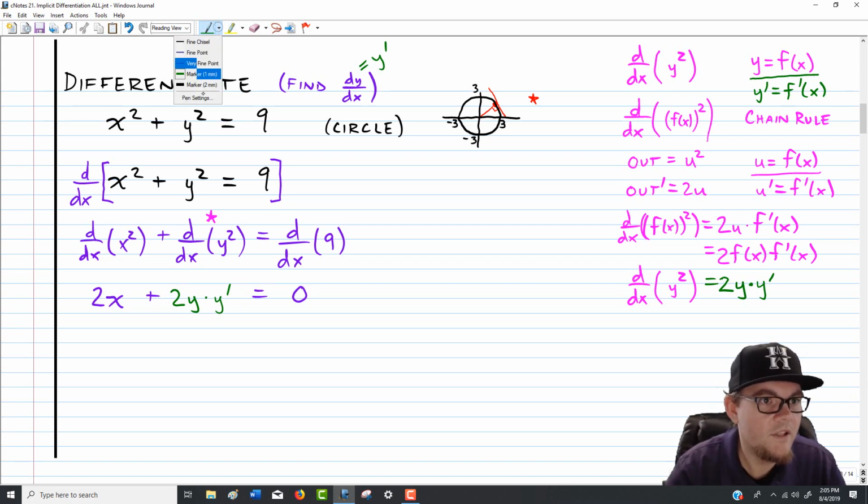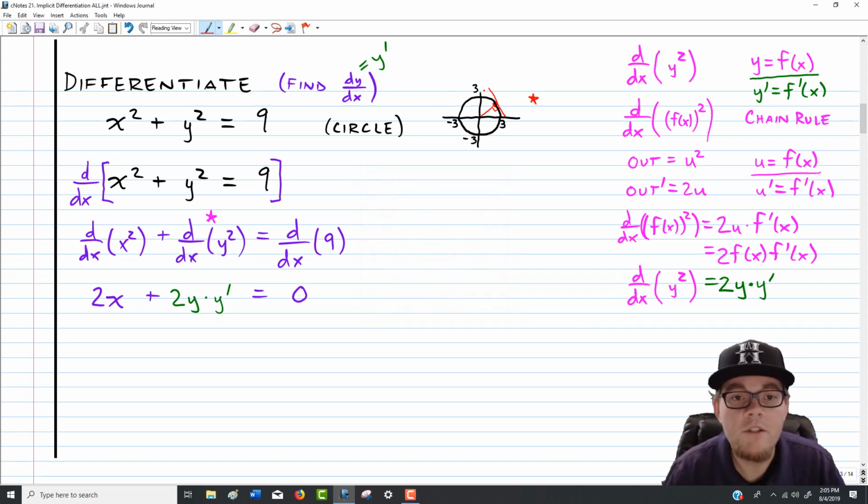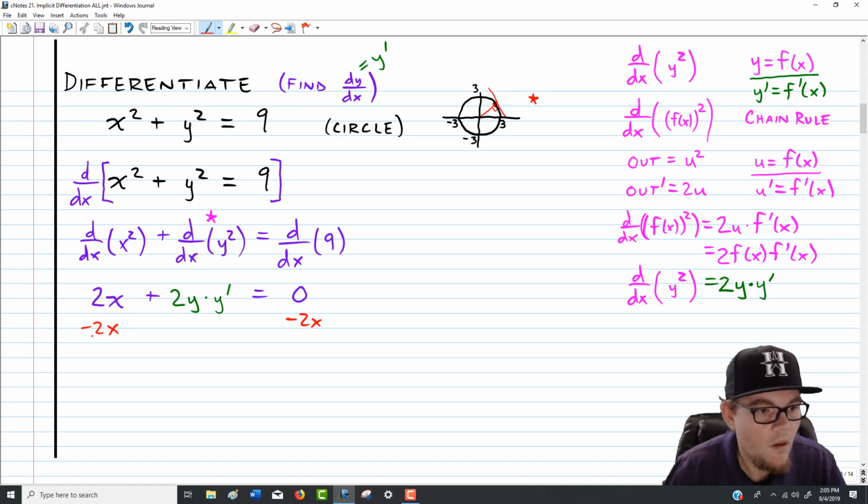Now with that said, to finish out this problem, our goal is to find dy dx, that expression for the slope at any point on this circle, x squared plus y squared equals 9. To do that, we just want to solve for y prime. We want to get that alone. So I'm going to subtract 2x from both sides. That will get me on the left 2y times y prime is equal to negative 2x. And last but not least, if we want to get y prime by itself, we just divide by the other stuff.